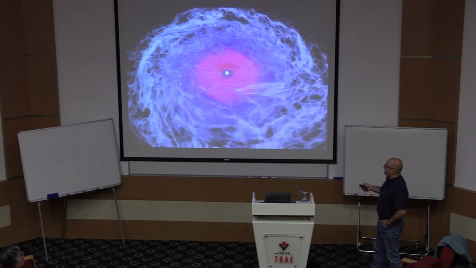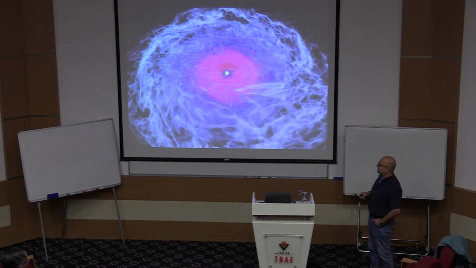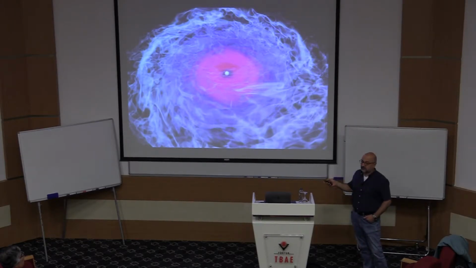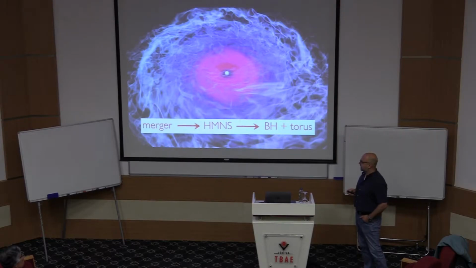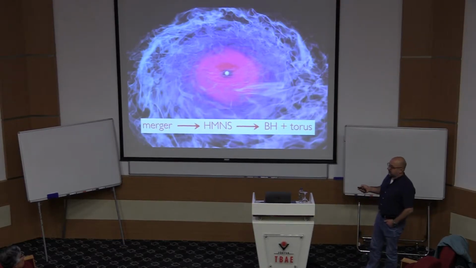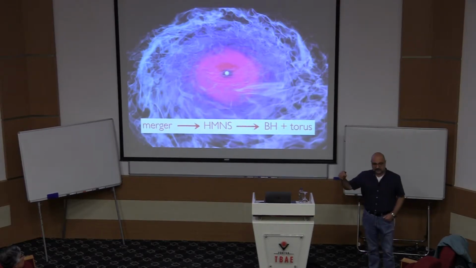Okay, so the density of this torus may look very, very tenuous. Actually, it's very large. It's 10 to the 8, 10 to the 9 gram per cubic centimeter. So this is really dense matter. Okay? And it's because of this that neutrinos can be produced by this object. The picture I've just shown you: merger, hypermassive neutron star, black hole plus torus.